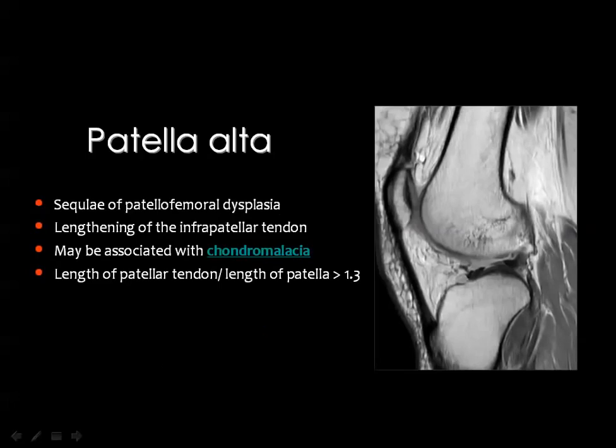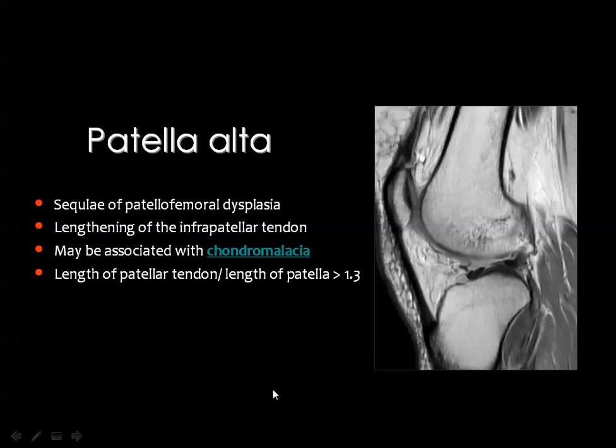This is one of the ways where you can measure the length of the patella and the length of the infrapatellar tendon. In normal ranges, this infrapatellar tendon will be 1.3 times the length of the patella itself. If you see that this tendon is 1.3 of the patellar length, this is the normal location of the patella. But if it is elongated, meaning that this tendon is twice the length of the patella, this will mean that the patella has been displaced upward, meaning that it is patella alta.